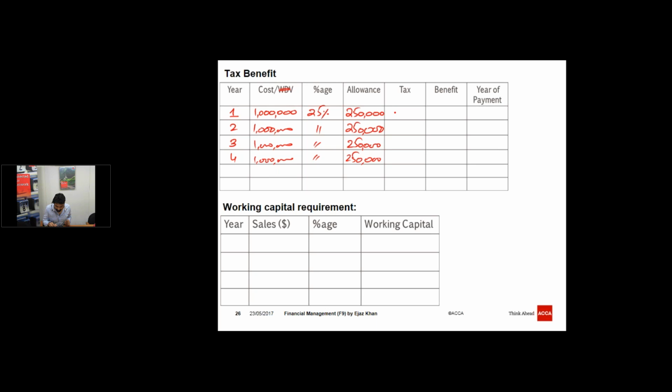The tax rate is 30%. So it means that we will not be expecting to pay tax on 250,000. So it will save our tax, which is called tax benefit. So we'll take 30% of the capital allowance as our tax benefit. So 30% of 250,000 will be 75,000. Since every year it is the same, we'll get the same tax benefit every year, that is $75,000.